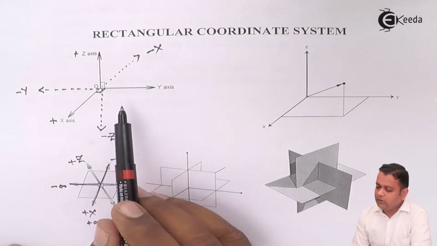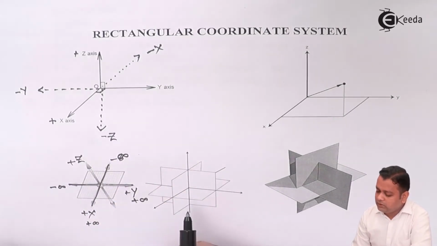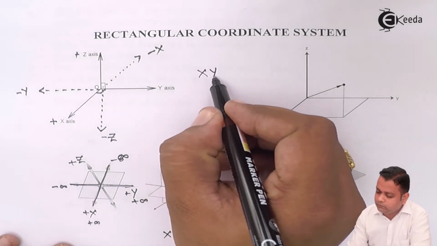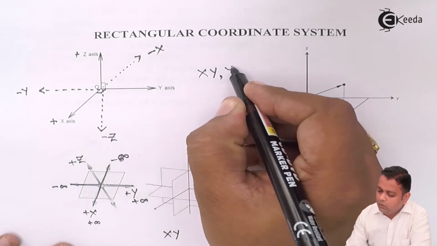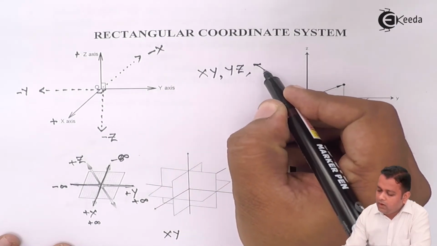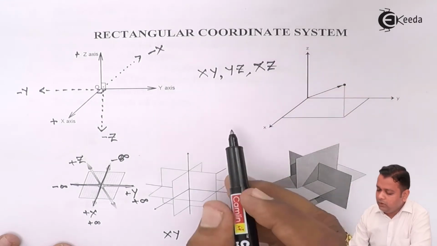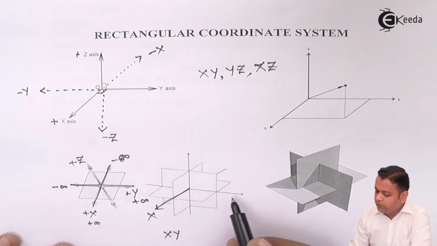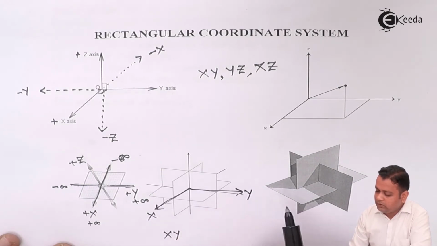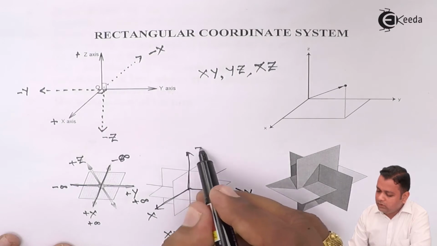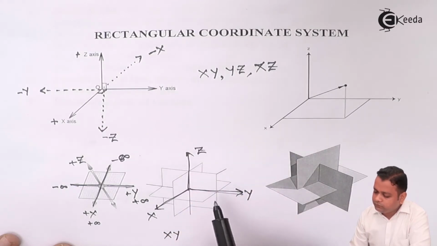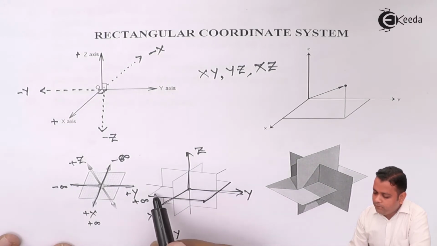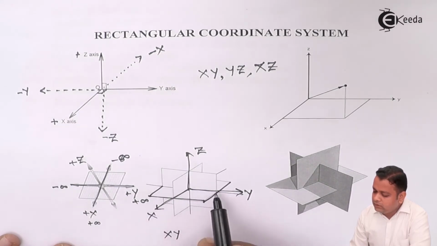In other words, the references can be talked about as xy plane, yz plane and xz plane. Let us see in this diagram. If this is x-axis, this is y-axis and this one z-axis, so this plane is xy plane.